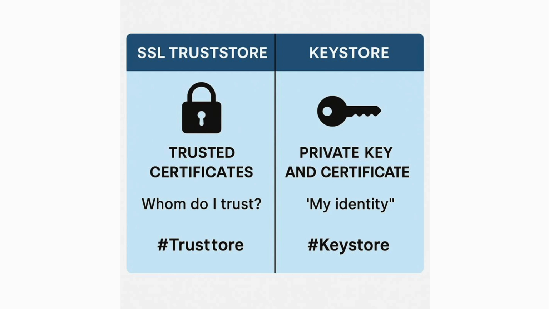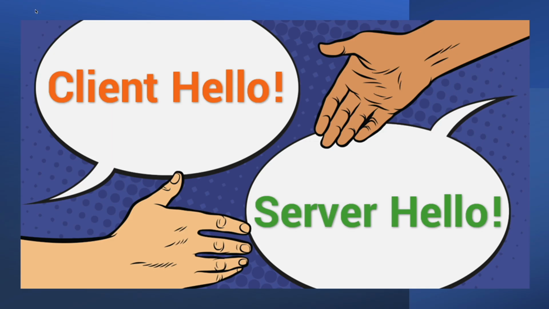To enable HTTPS, the server needs a keystore. The keystore contains the server's private key and certificate. The private key proves the server's identity, and the certificate contains the public key that the client uses to verify that identity. So when the client accesses the server, a handshake happens, so they decide which encryption algorithms will be used.